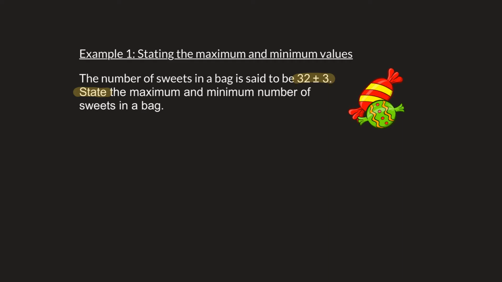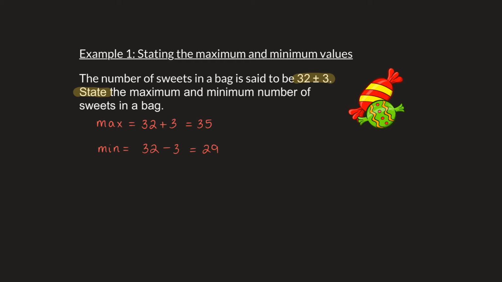So to lay this out, we're going to write max equals and min equals. Because we have 32 plus or minus 3, the maximum is going to be 32 plus 3, and the minimum is going to be 32 minus 3. We know that that's 35, and we know that this is 29. What this means is that if you were to open up a bag of sweets that said on the packet that there should be approximately 32 in the bag, there could be anything in there from 29 to 35 if that's what that company's tolerance level is.